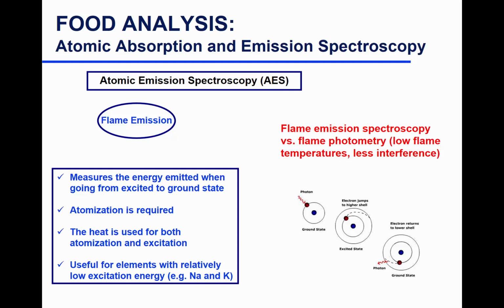So for flame photometry specifically, you use a low flame temperature, you have less interference, and you have a filter, not a monochromator. You have a filter to filter the wavelength of a particular absorption wavelength.